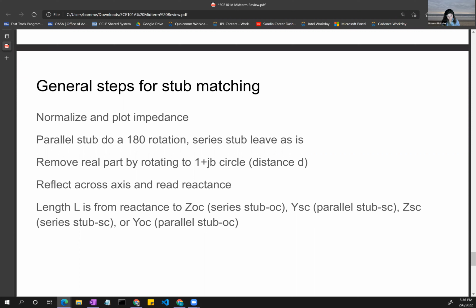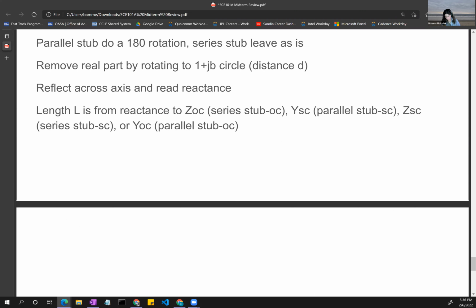And then you can reflect this across the axis and read out the reactance that you would need to add. And then the length L is from the reactance to the open circuit series stub, the short circuit parallel stub, the short circuit series stub, or the parallel open circuit stub. It just depends on what kind of problem you're working with, like what the L is going to be exactly. So we're going to do an example to show you this.